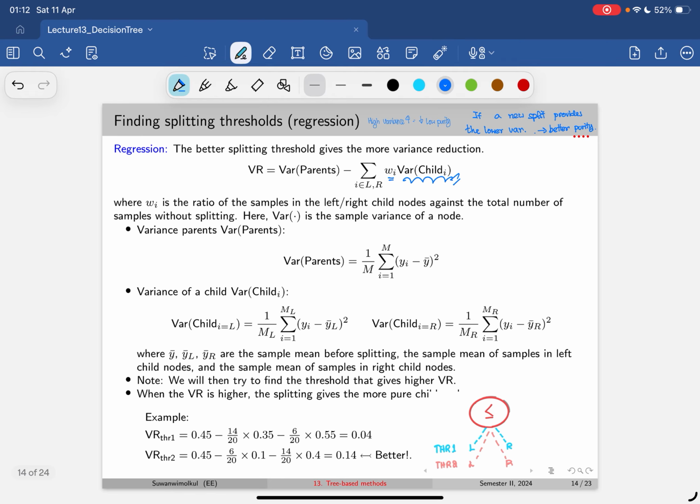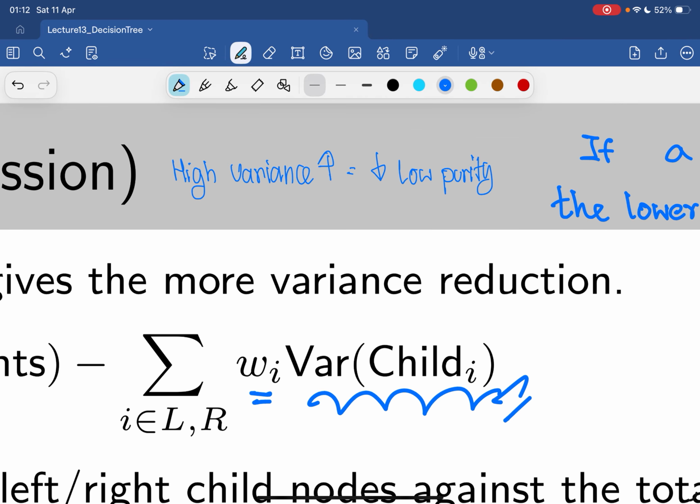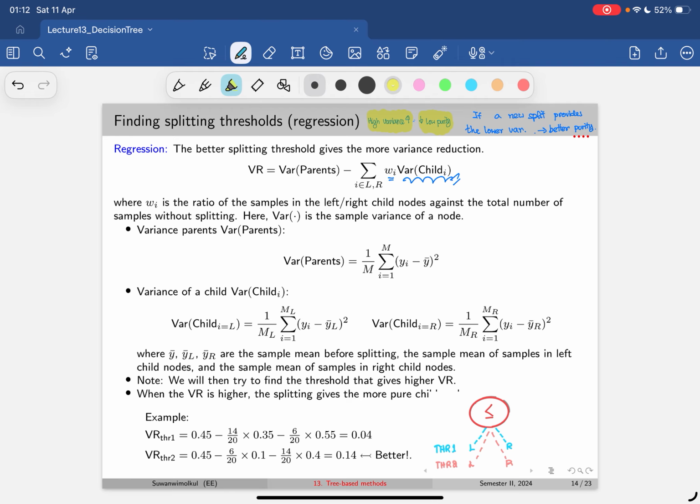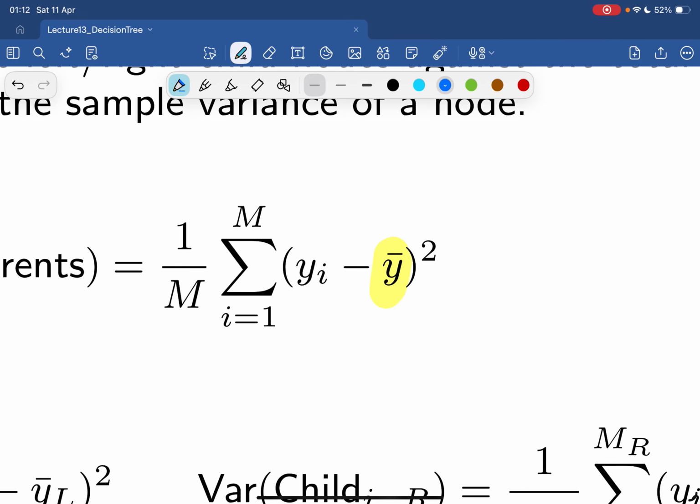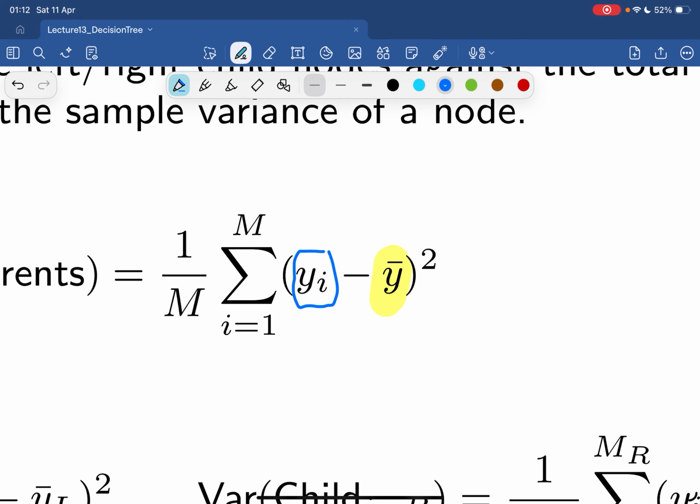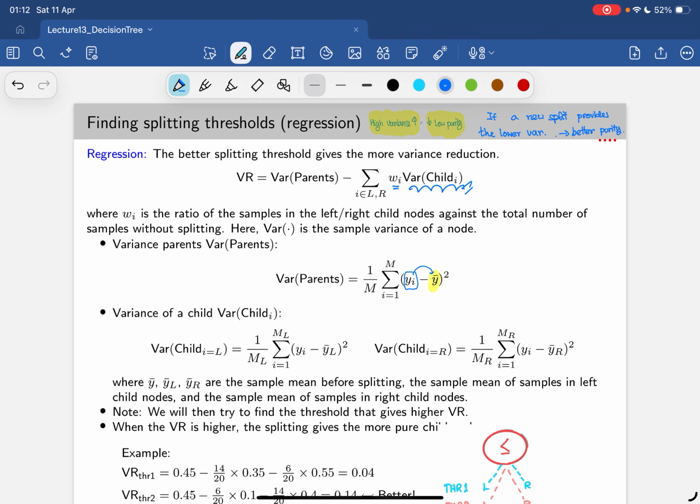Okay, in terms of regression, the purity is defined by the variance. I think you can guess why it's the variance. The higher the variance, the lower the purity. If that region gives you various possible values yi, and each is subtracted by the mean, it will have a lot of dispersion. Therefore, the variance will be high, right?